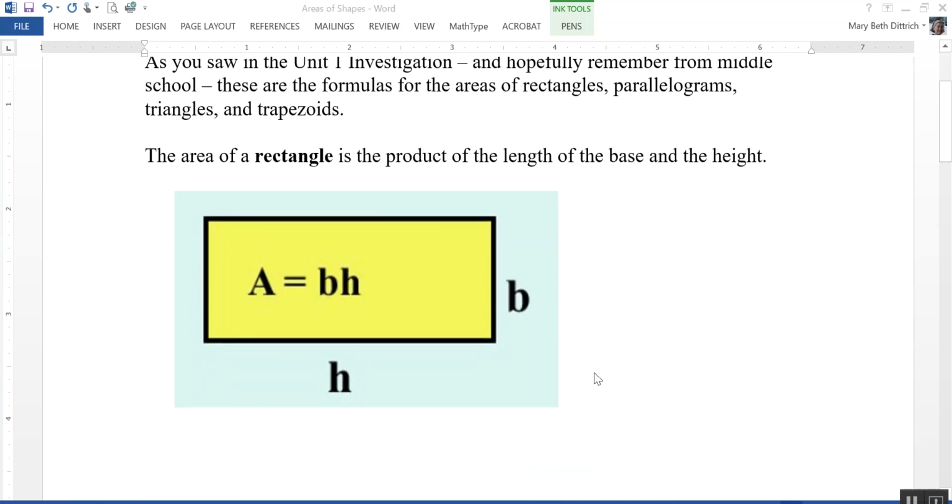The area of a rectangle is the product of the length of the base and the height. Area is equal to base times height.